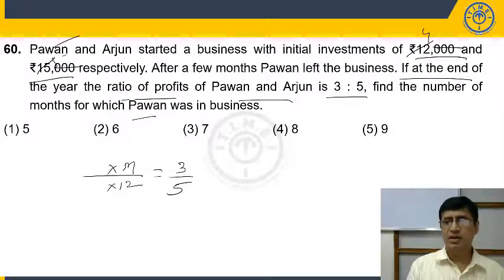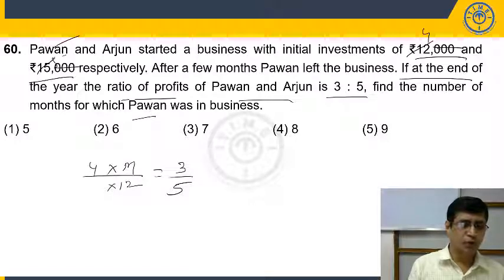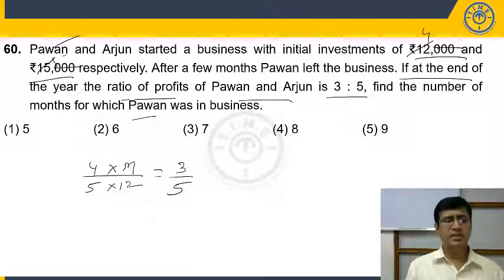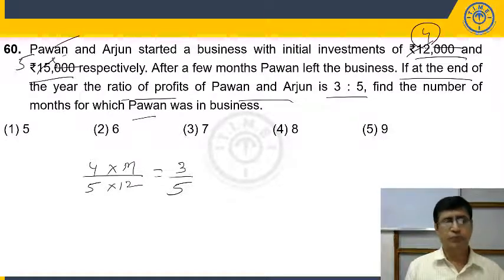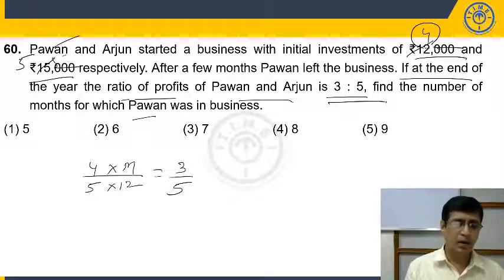A small correction: the ratio is 4:5. Pawan's ratio part is 4 parts and Arjun's part is 5 parts. So 4 by 5, and here the time period m months and 12 months is equal to the profit sharing ratio, that is 3:5.